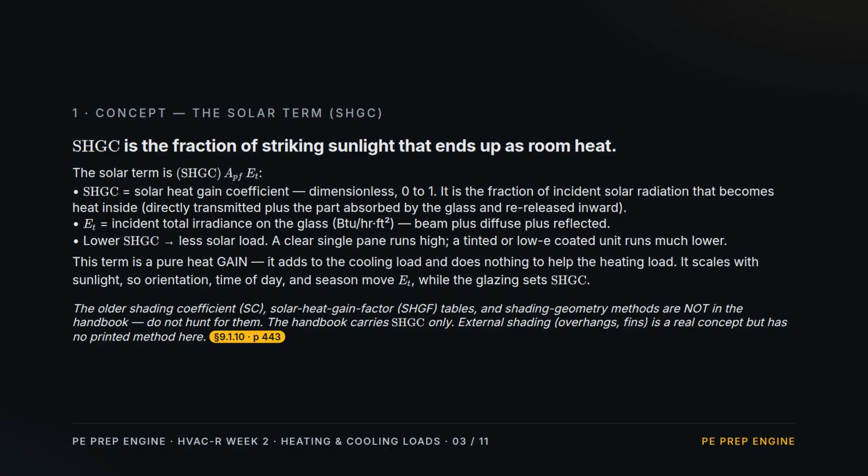Concept 2. The solar term. The solar heat gain coefficient is the fraction of striking sunlight that ends up as heat in the room, transmitted plus re-radiated inward. It's dimensionless, 0 to 1. Multiply it by the window area and the incident irradiance to get the solar load. Lower coefficient, less gain. That's what tinting and low-E coatings buy you. One warning, the old shading coefficient and solar heat gain factor tables are not in the handbook. It carries the solar heat gain coefficient and nothing else.